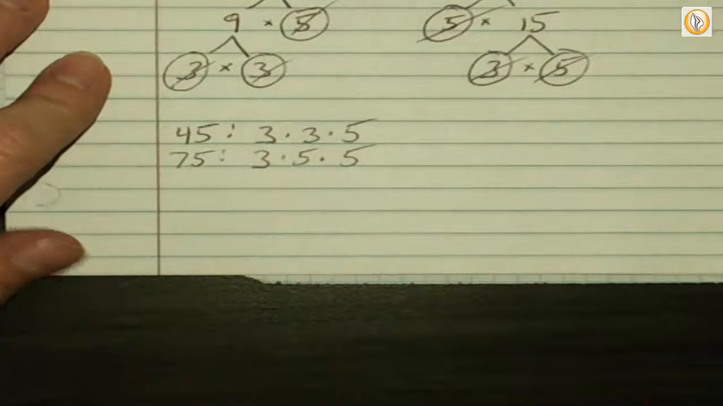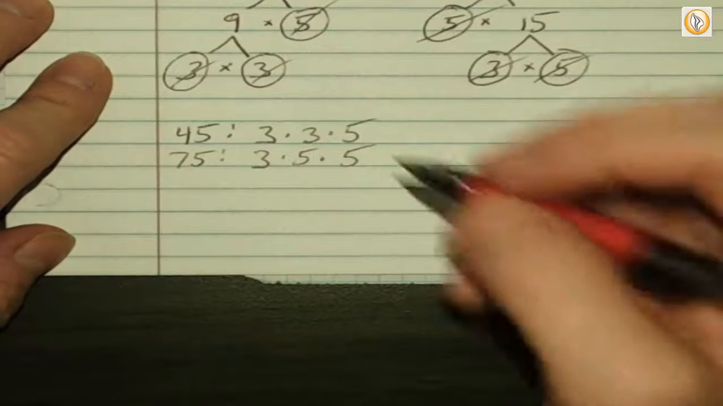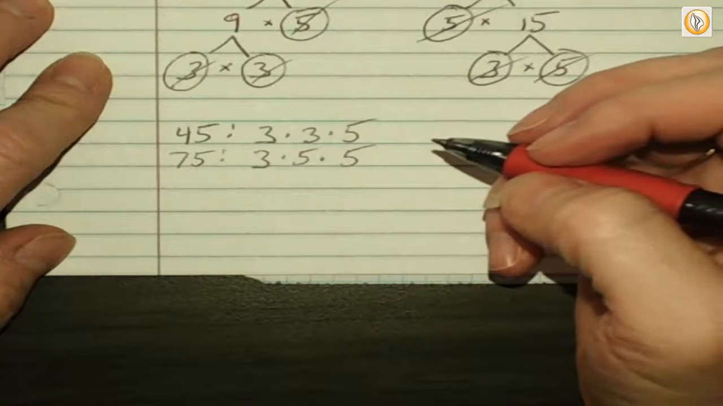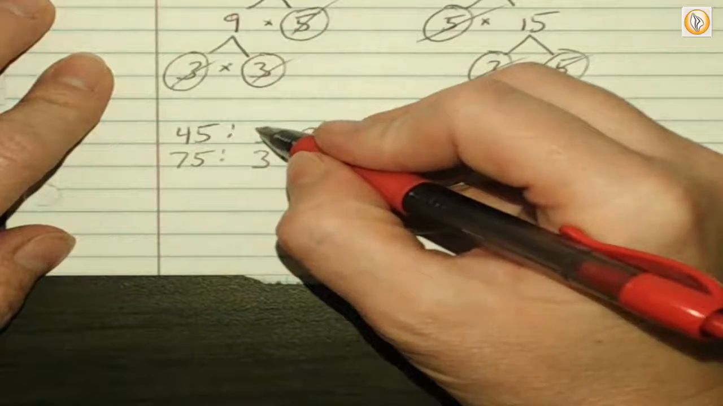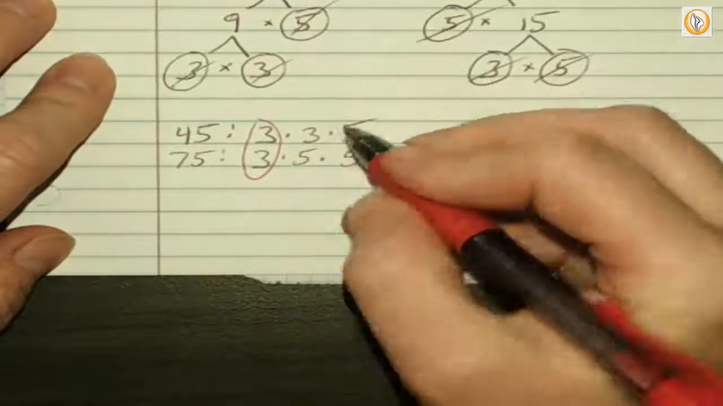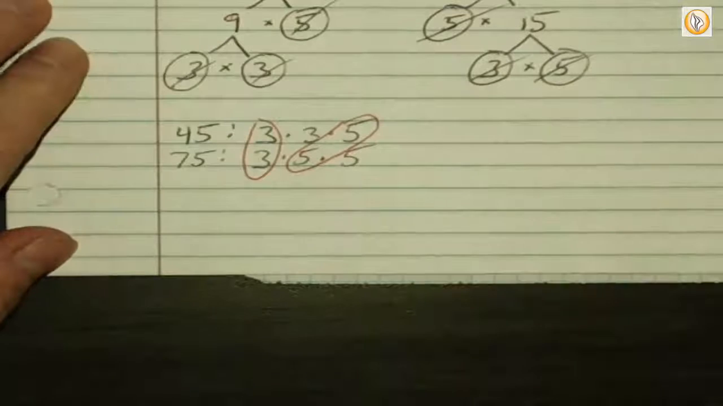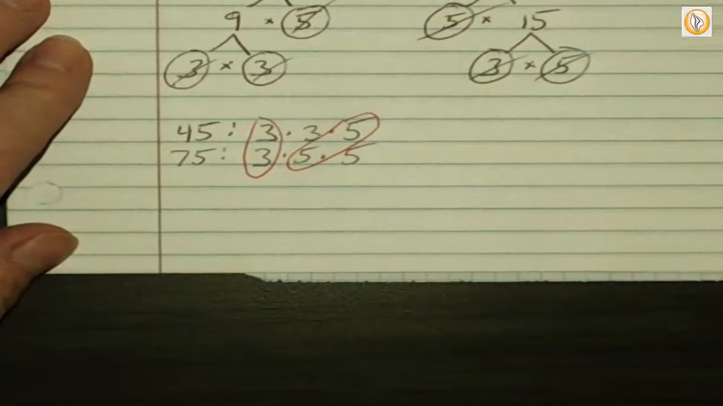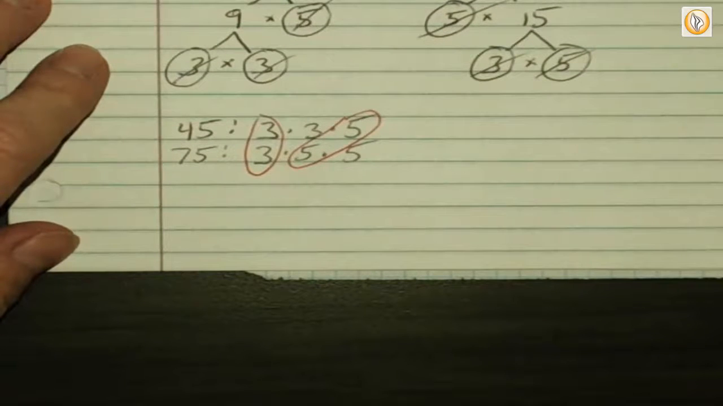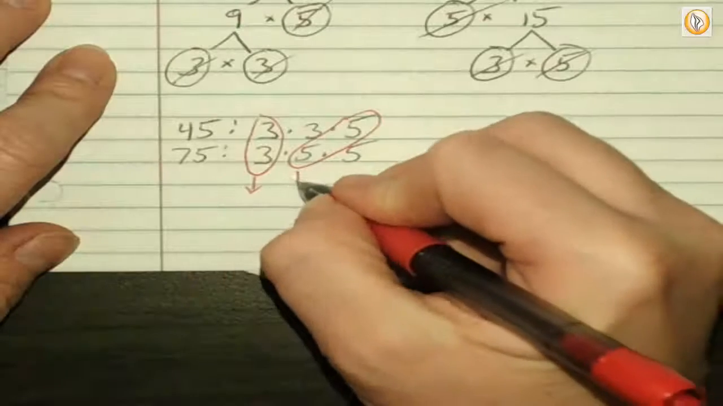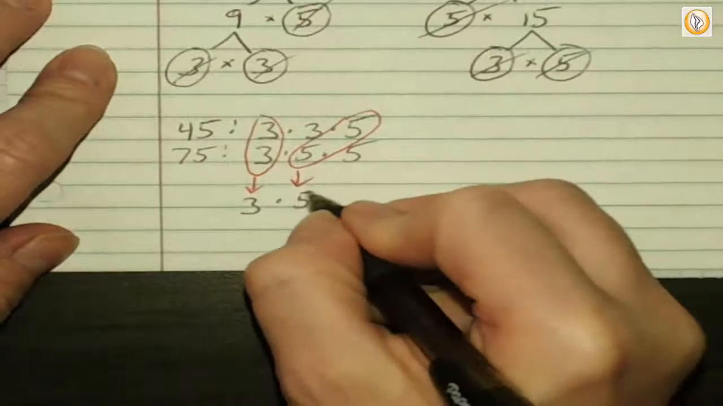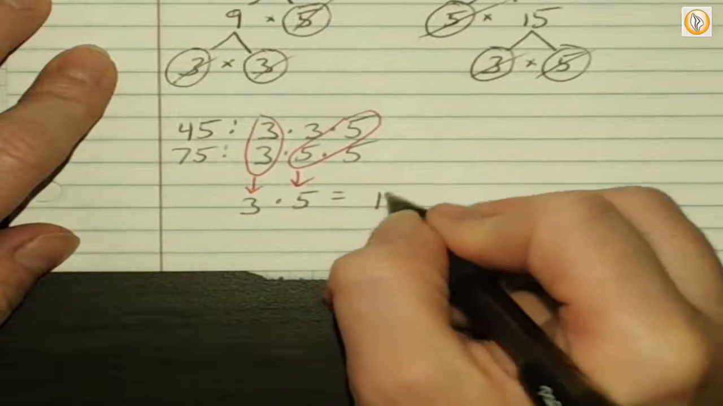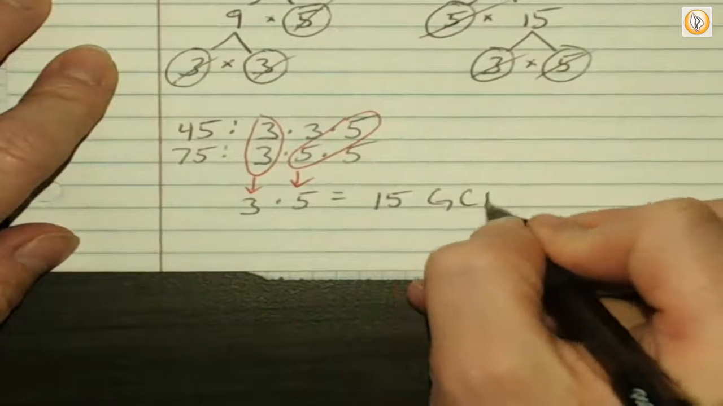Now, who wants to tell me what to do? Franz, what do I do? Circle your pairs, right? Yeah, pairs. Circle our pairs. I have a pair here, and I have a pair here. So 3 times 5. Right? You circle your pairs. Bring those down, and you only write them one time. 3 times 5 equals 15. 15 is our greatest common factor.